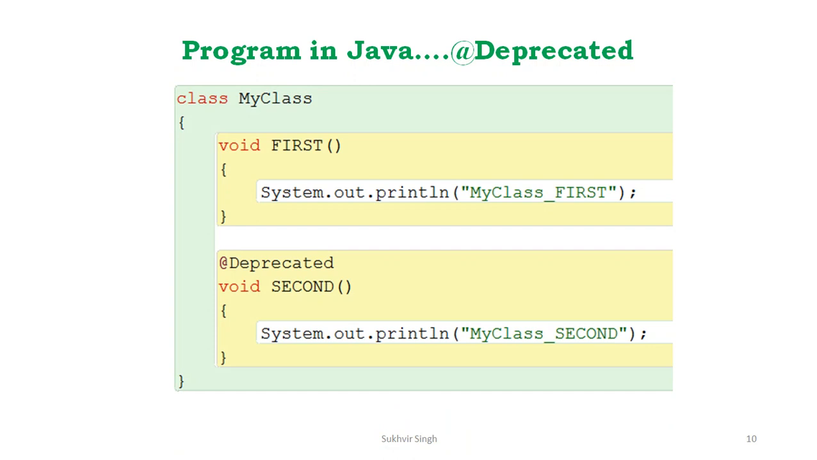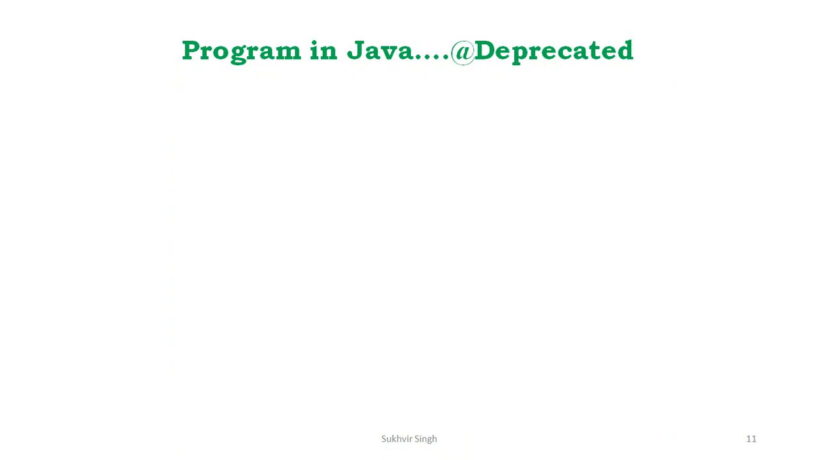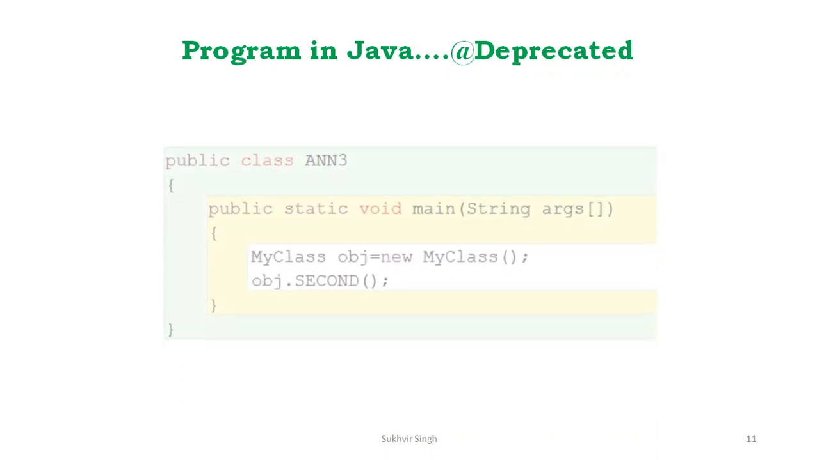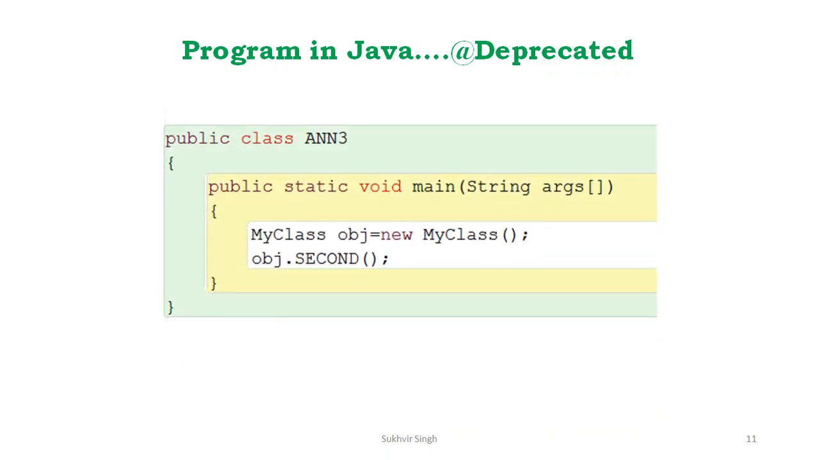Inside Java, suppose one class is there and two methods are there inside that class. If I indicate the second method as deprecated, let us check the content. When I execute the program, after the designing of an object of my class, I am calling the second method, then there will be a warning from the compiler. If I am calling the first method, no warning will be there from the compiler.